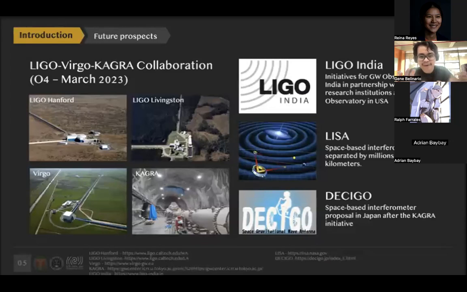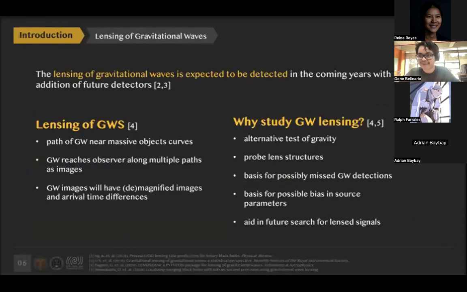So, the growing number of detectors will allow us to detect more events and open new areas of gravitational wave research. One of these is the notion of gravitationally lensed gravitational waves. Technically, the lensing of gravitational waves has not yet been detected. However, it does happen, and we expect that we will be able to detect this in the coming years because there will be more detectors.